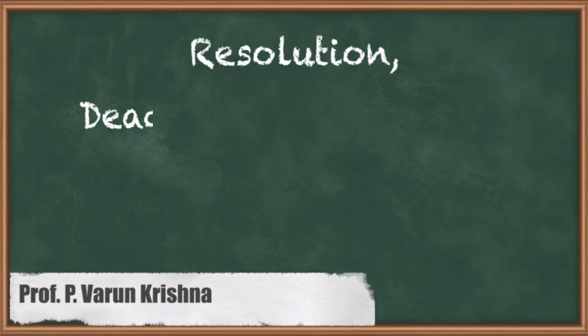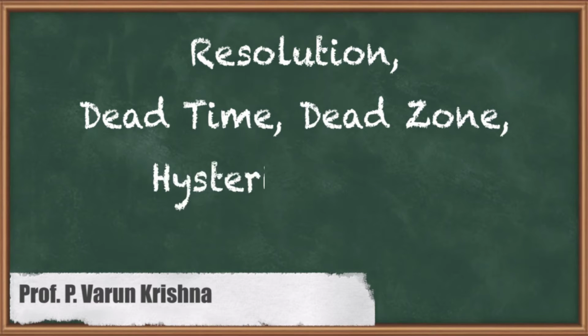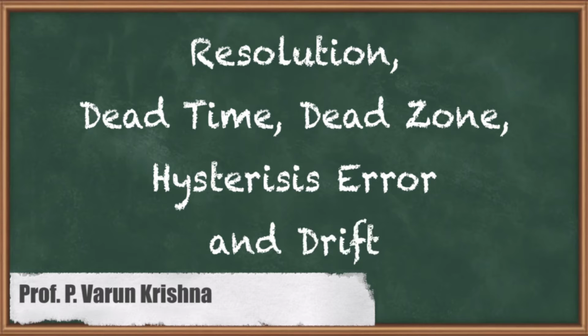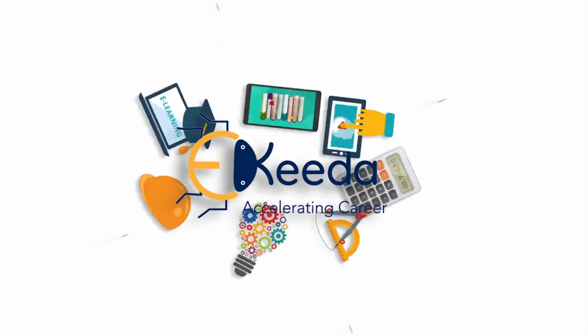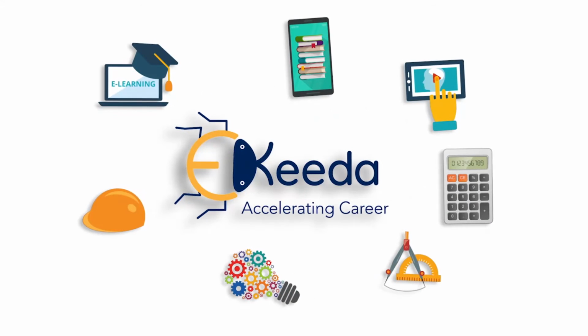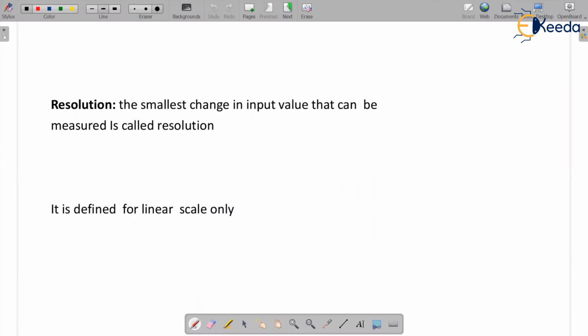Hi students, now I'm going to teach a topic on resolution, dead time, dead zone, hysteresis error and drift. So first of all, what is resolution? The smallest change in input value that can be measured is called resolution.